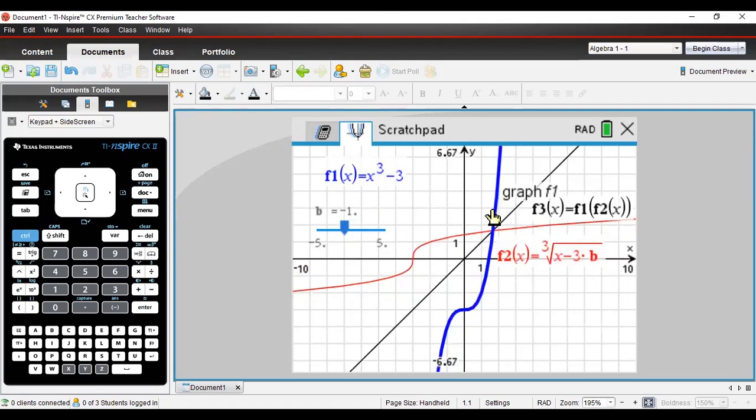Now, that's an easy way to get inverses. This is true no matter what. Whenever you take the composite of inverses, you should get this y equals x line. If you don't, then you know that's not the answer.